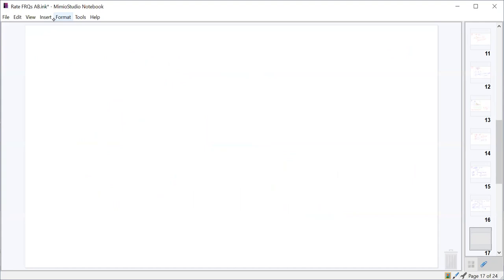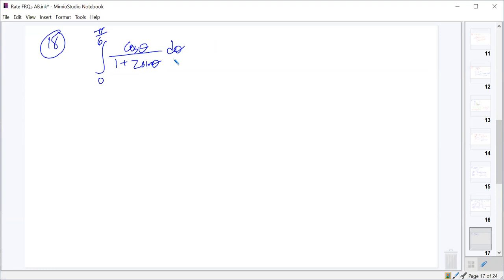Our next one is number 18. 18 gives us an integral from 0 to pi over 6 of cosine theta over 1 plus 2 sine theta d theta. And so we want to integrate this.